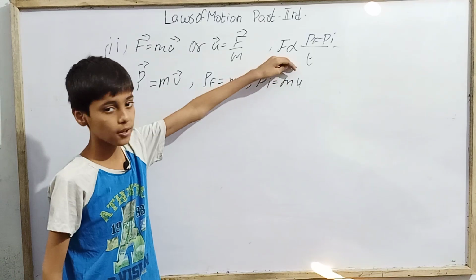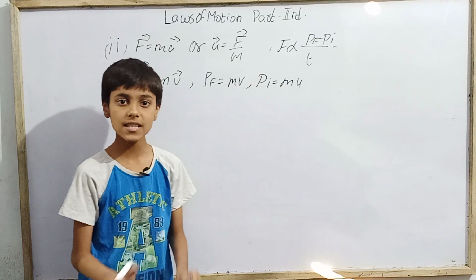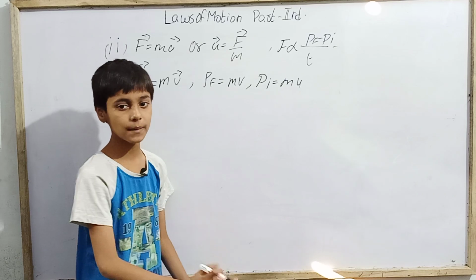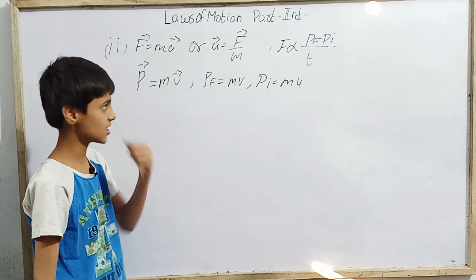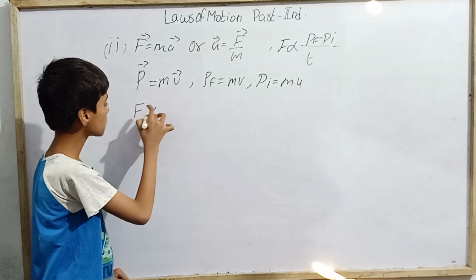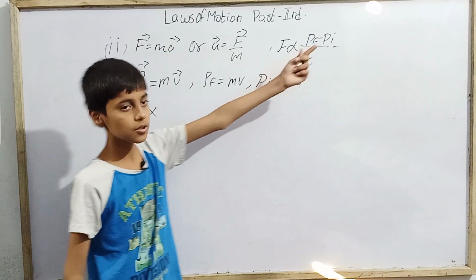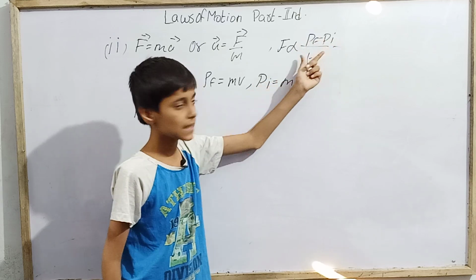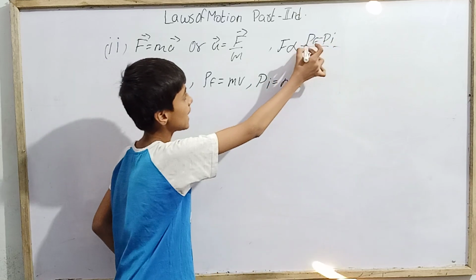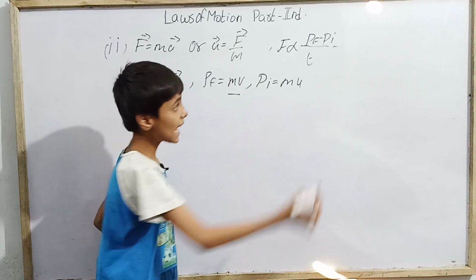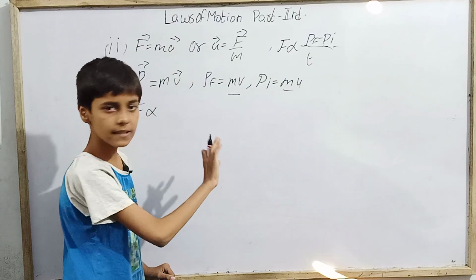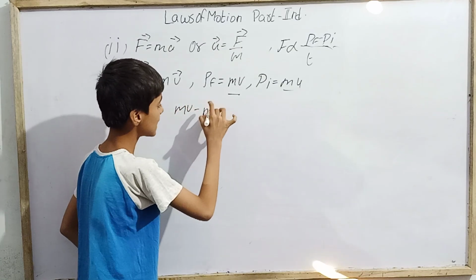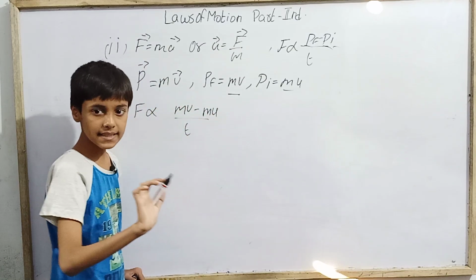Now, according to this formula, the force is proportional to the rate of change of momentum, that is, the change of momentum divided by the time in which that change happens. So I can write F is proportional to (PF minus PI) by t. PF I have as mv, PI I have as mu. If I put in the values, I will get (mv minus mu) by t.